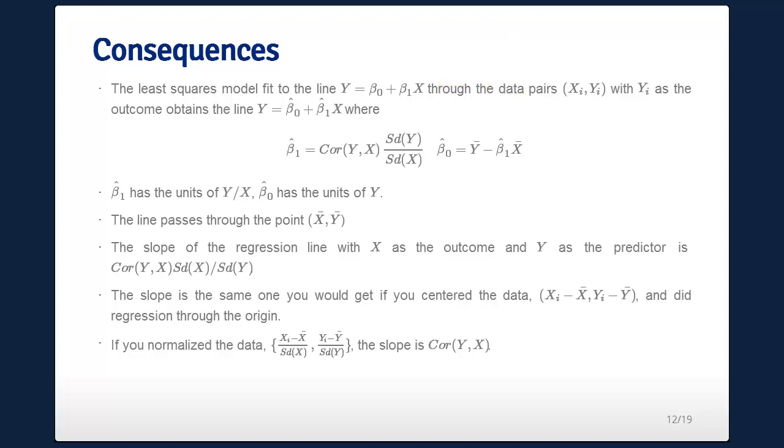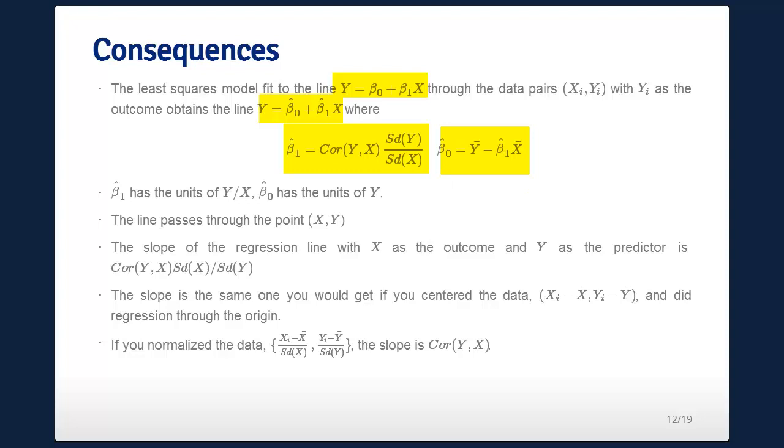Okay, so the least squares model fit to that line right here, through the data points with xi as the predictor. Notationally, we call it y equals beta naught hat plus beta 1 hat x, and it works out where the slope is that guy right there, and the intercept is that guy right there. The slope has this famous formula: the correlation times the ratio of the standard deviations.